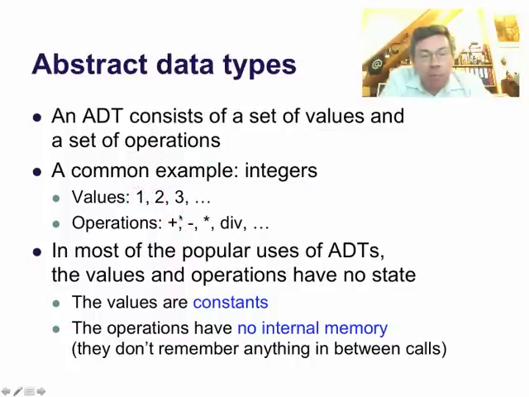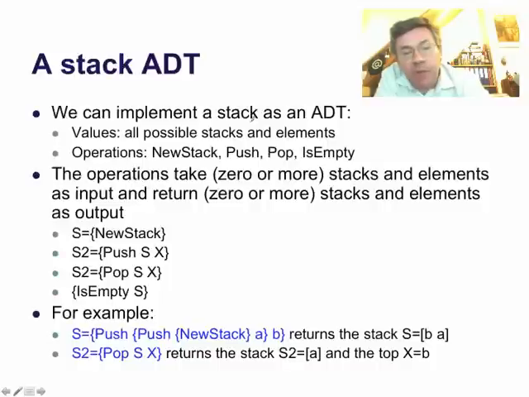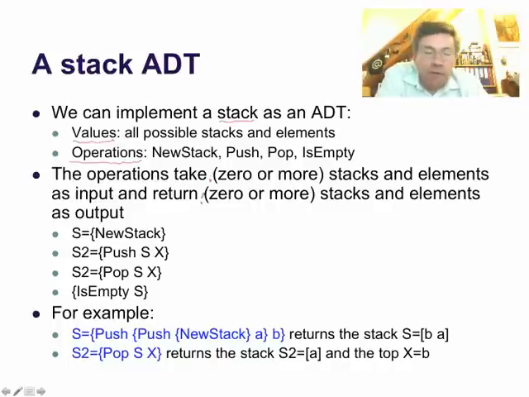We can implement a stack as an abstract data type. The values are all possible stacks and elements of stacks. Operations: new stack, push, pop, and is empty. I remember the implementation we did. These operations take 0 or more stacks as input and return 0 or more stacks and elements as output. For example, here the push operation takes a stack and an element x as input and returns another stack value. So here's an example call.